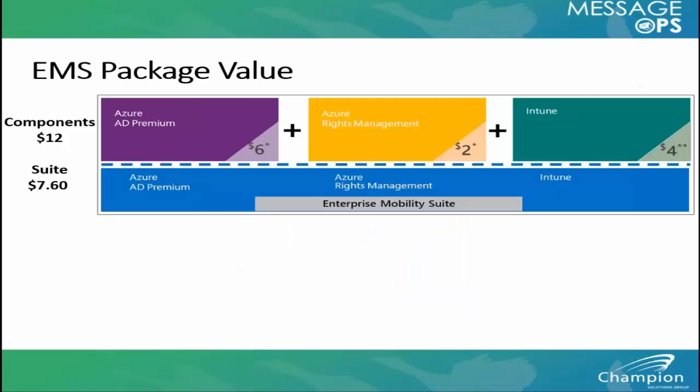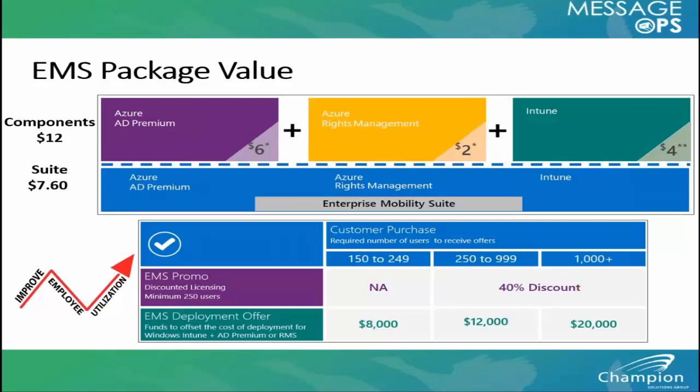Now, let's talk practicality a little bit. The EMS package is made up of Azure AD Premium, rights management, and Intune, okay? If you look at the components separately, you're looking at $6 for AD Premium, $2 for rights management, and about $4 for Intune. If you purchase the suite together, you're at $7.60 a month per user to start.